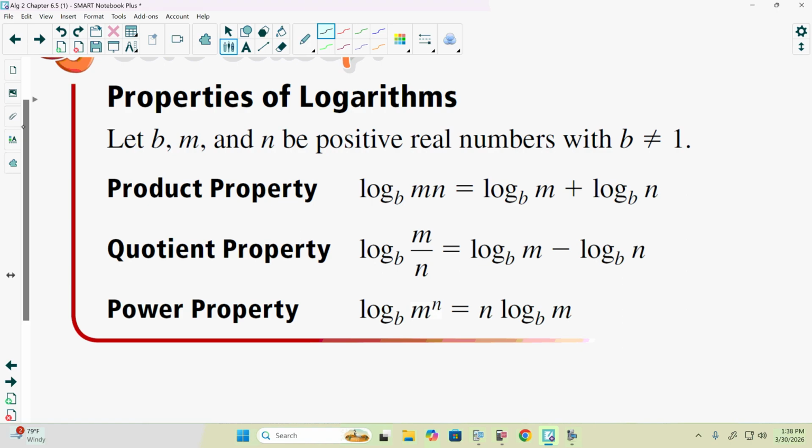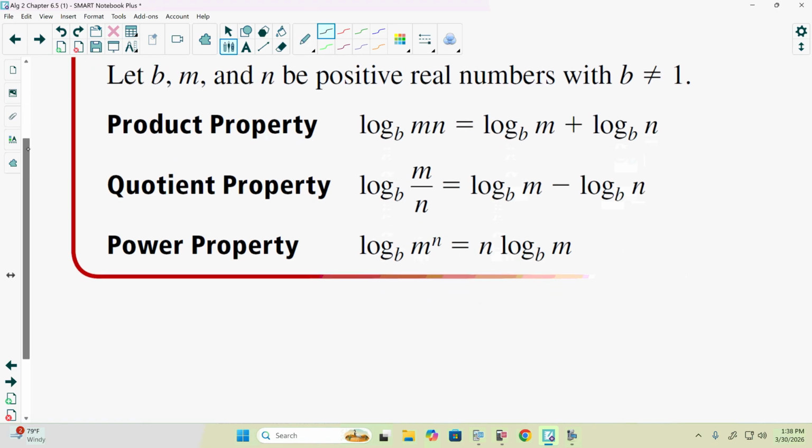So we're talking about properties of logarithms, and we have three main properties that we're going to look at today: product property, quotient, and power. Product property says if we have two or more things multiplied together inside a log, we can rewrite it as a sum of those logs. Quotient property says if we have two things being divided inside the log, we can rewrite it as subtraction. And power property says if we have an exponent inside that logarithm, we can take that exponent and throw it to the front.